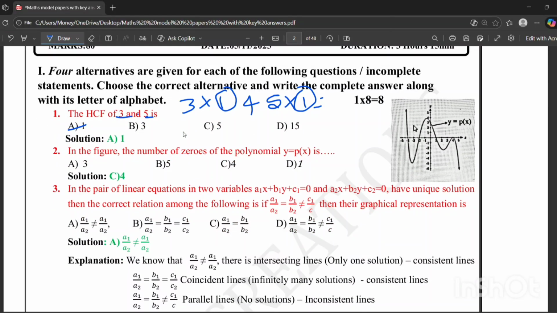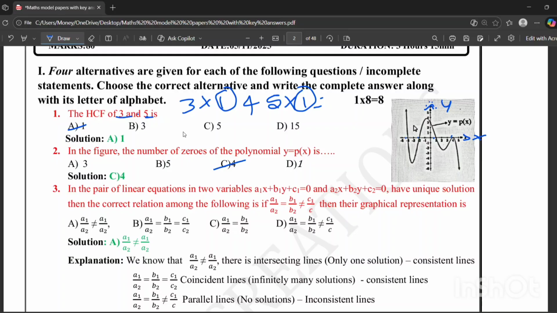So next question. In the following figure, the number of zeros of the polynomial. We know the points where the curve touches or cuts the x-axis are called zeros of the polynomial. Let us check how many times it touches our x-axis. So this is our x-axis and this is our y-axis. So count, children. 1, 2, 3 and 4. So how many zeros are there? 4 zeros. So option C is our answer.